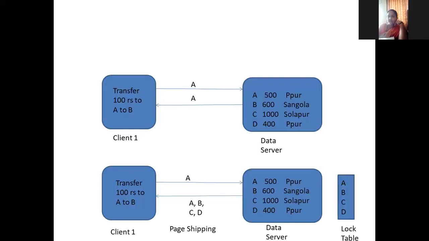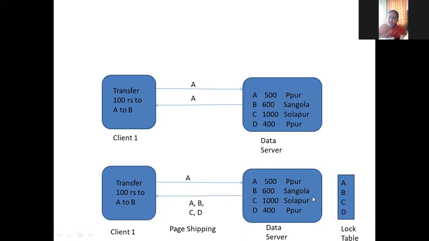See in this diagram, Client A performs a transaction, transferring 100 rupees from A to B. क्लायंटला काय ट्रान्झॅक्शन परफॉर्म करायचंय? अकाउंट ए मधून होल्डर कडून अकाउंट बी मध्ये 100 रुपीज ते ट्रान्सफर करणार आहेत. So Client A wants the record of A and B. ओके, क्लायंट A ला फक्त कुणाचा रेकॉर्ड पाहिजे? A and B. But the data server is sending the entire page to the client side, right.